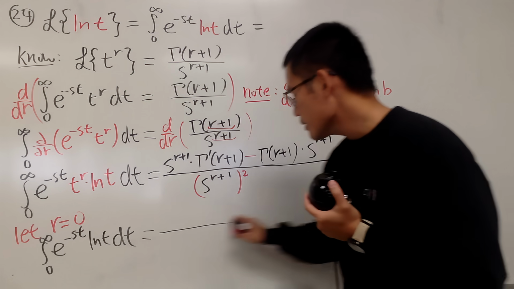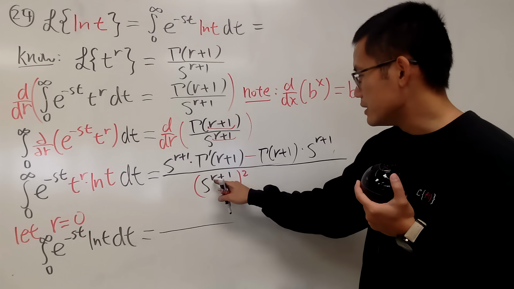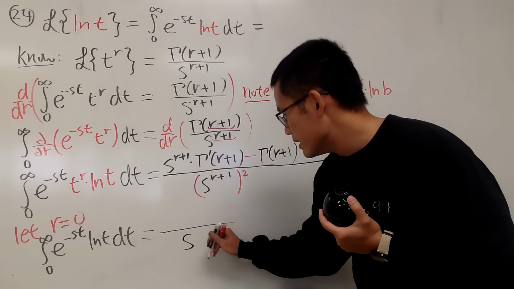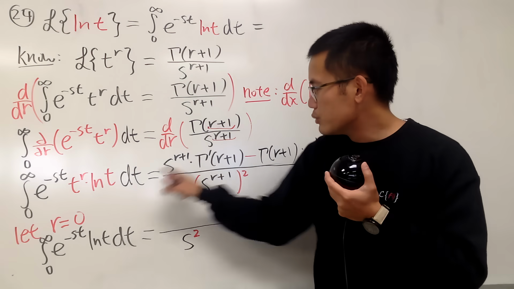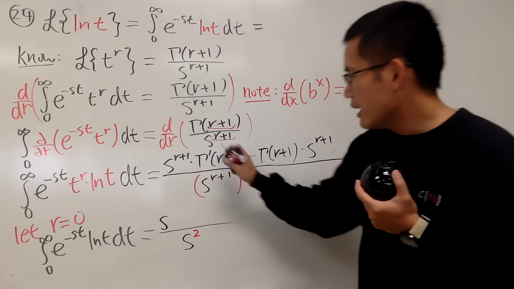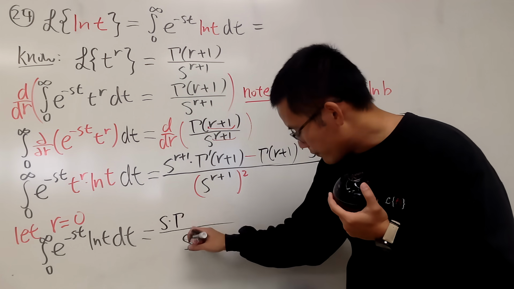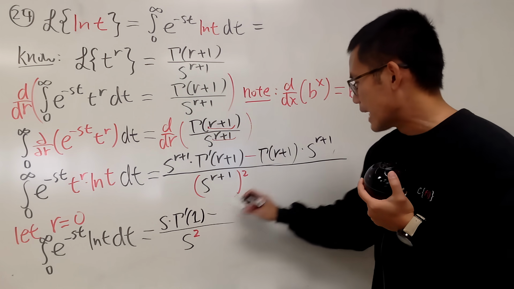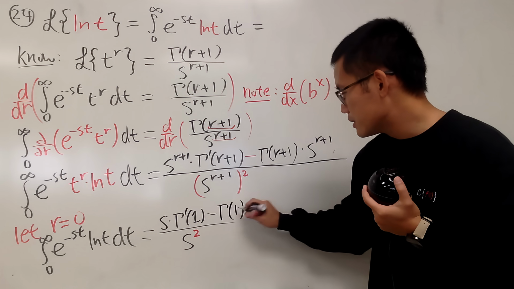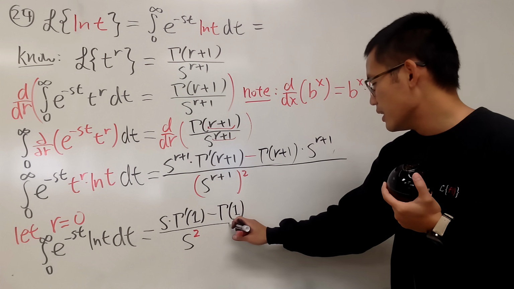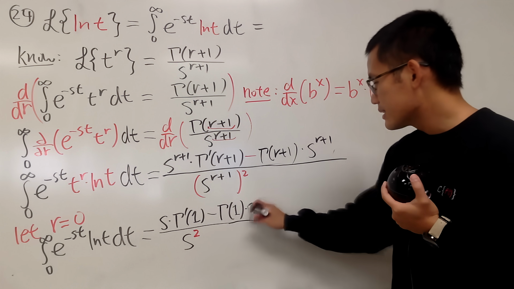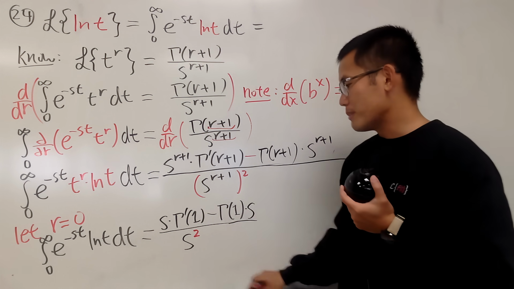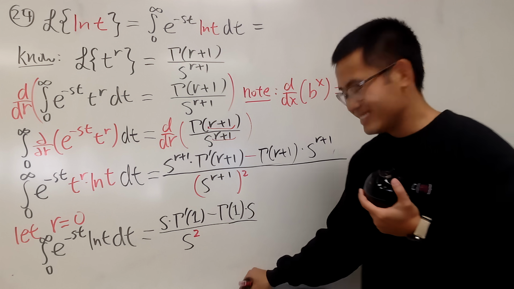Now, on the bottom here, we have s to the 0 plus 1, just s to the first, and then to a second power. All in all, we have s squared on the bottom, good. Put 0 in here, we have s to the first, good. And then we have the derivative of the gamma function at 1, and then minus gamma at 1, and then times s to the first power, like this. So that's pretty good. Now, what's gamma prime of 1 and what's gamma of 1?